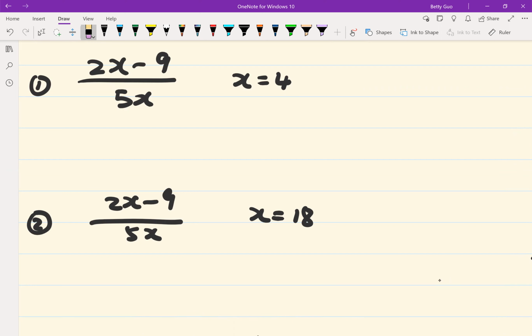This problem, I'll say, is easier because it only has one variable. 2x minus 9 all over 5x. The first part, x equals 4. The second part, x equals 18. I have 3 steps, right? Parentheses, hold the place first, plug in the value after, and then operate.